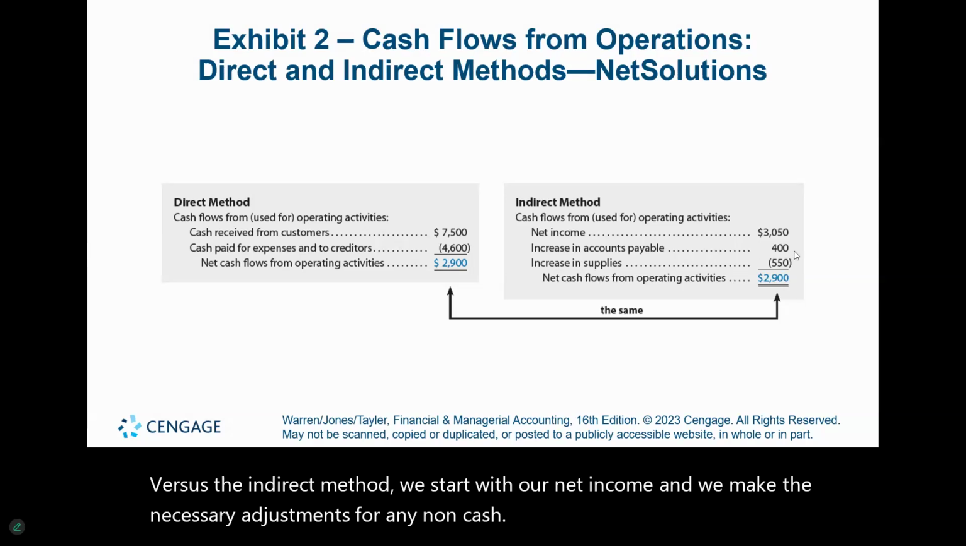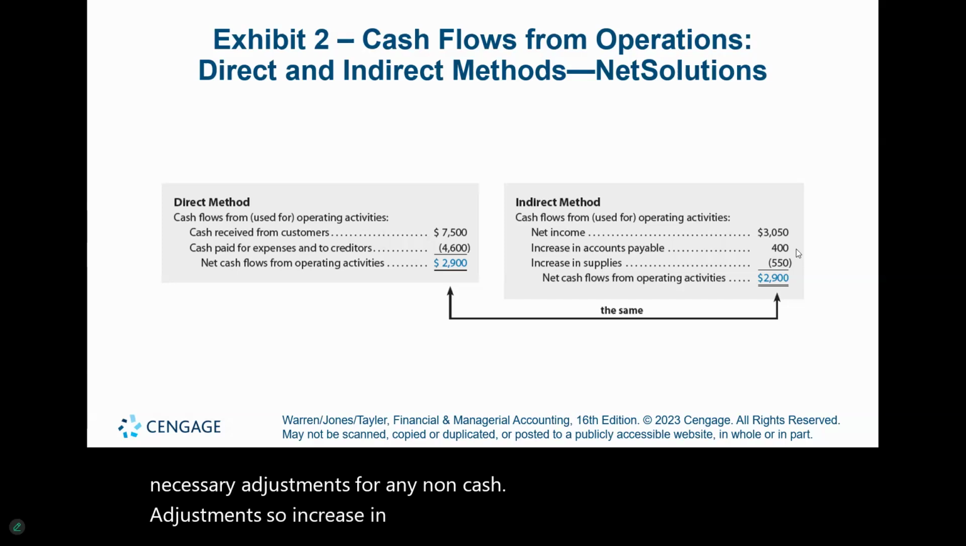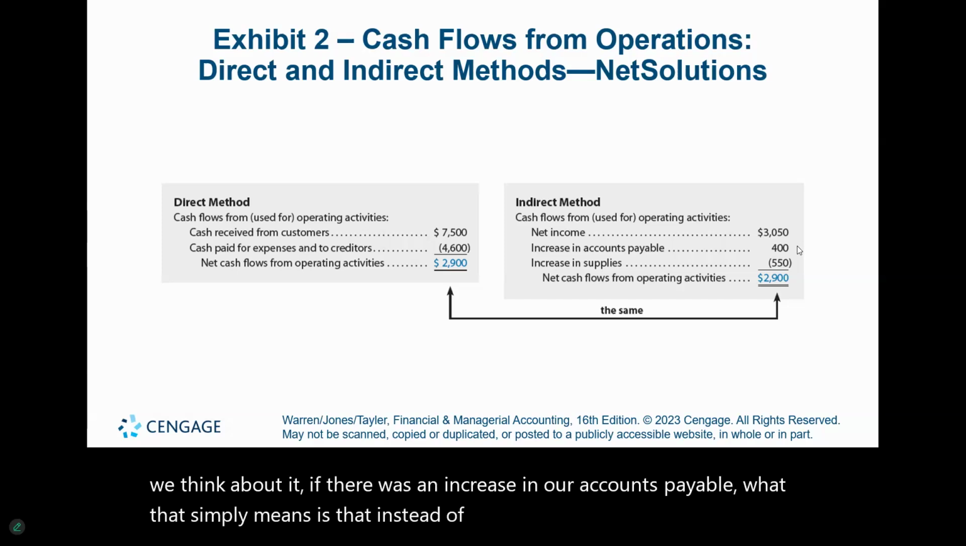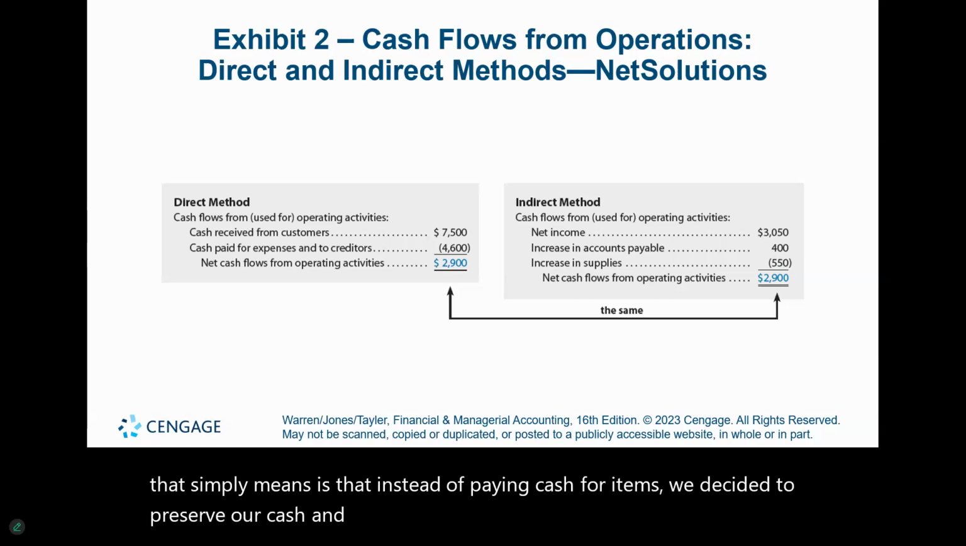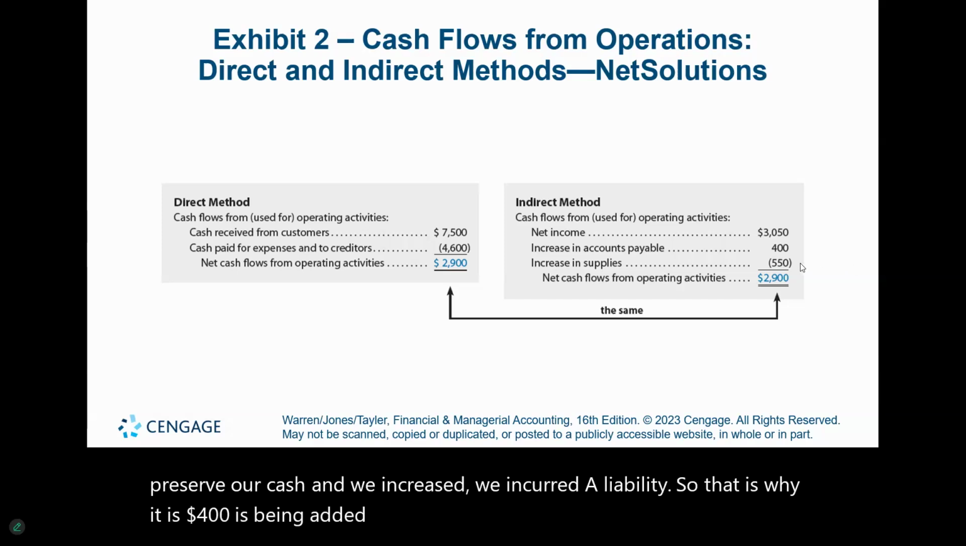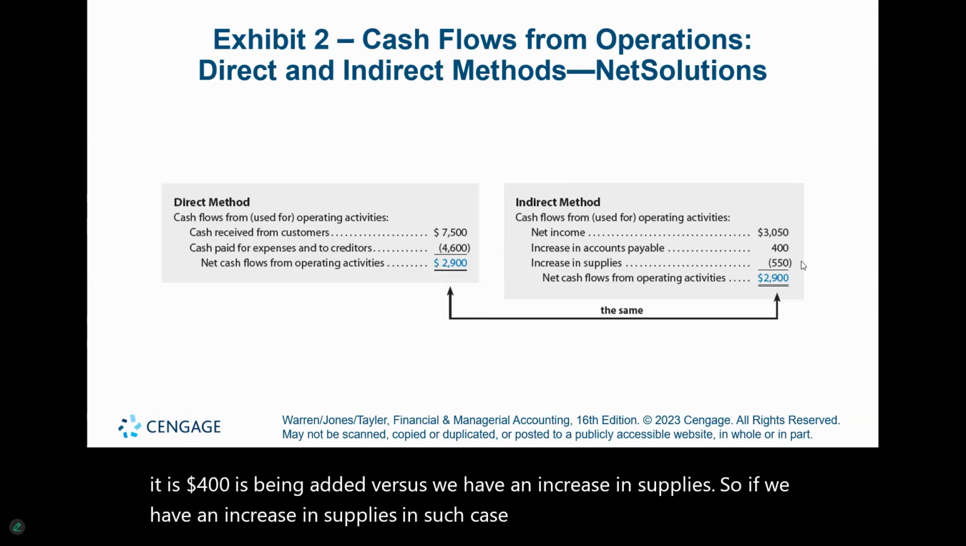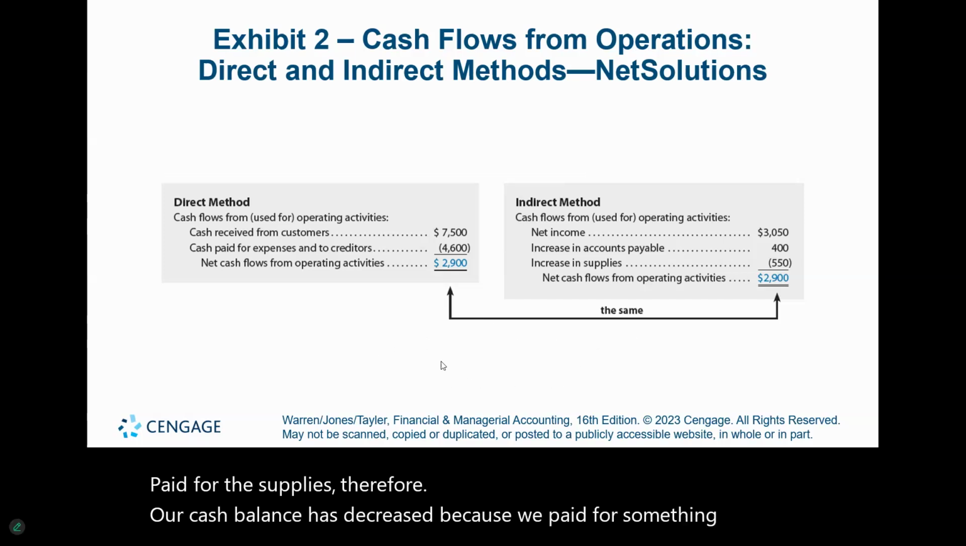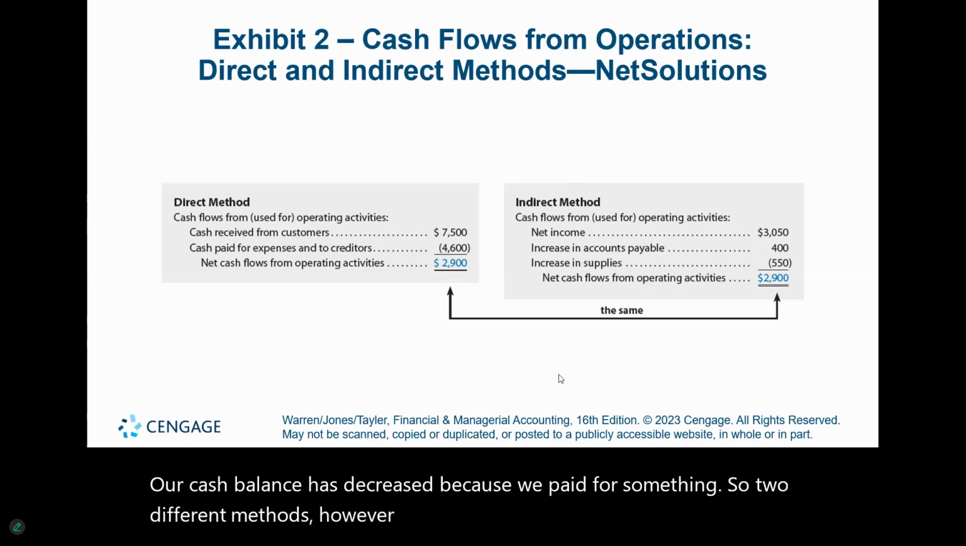and we make the necessary adjustments for any non-cash adjustments. So, increase in accounts payable. Why is this a positive? If there was an increase in our accounts payable, what that simply means is that instead of paying cash for items, we decided to preserve our cash and we incurred a liability. That is why this $400 is being added, versus an increase in supplies. If we have an increase in supplies, in such case, we paid for the supplies. Therefore, our cash balance has decreased because we paid for something. So two different methods, however, they yield the same result.